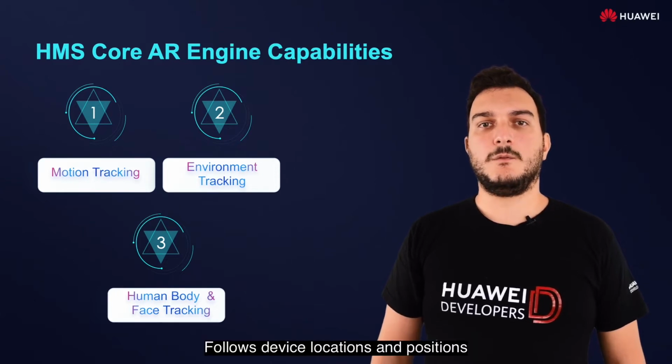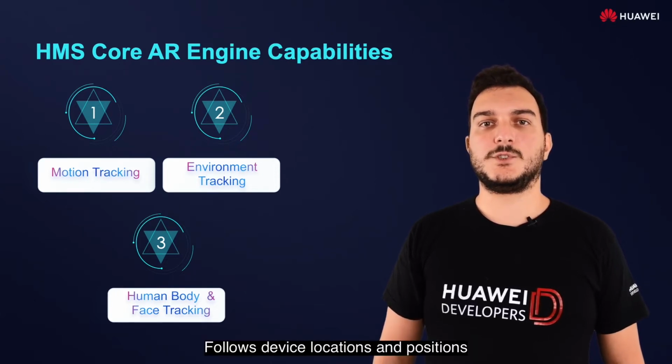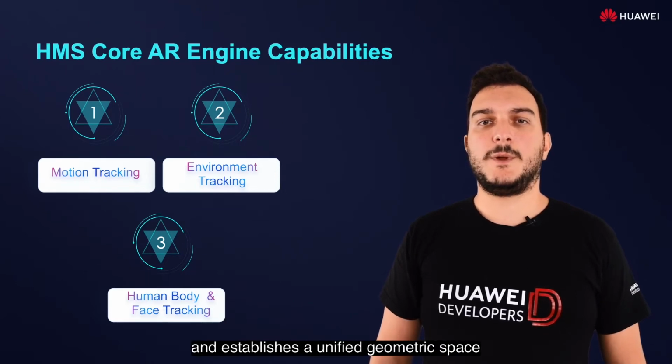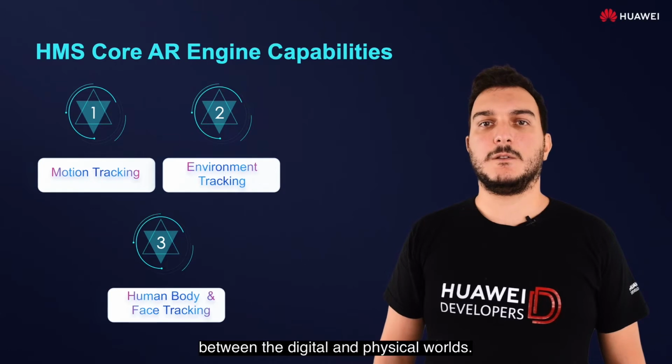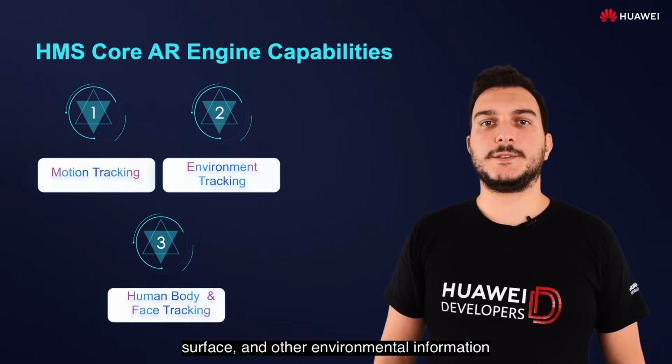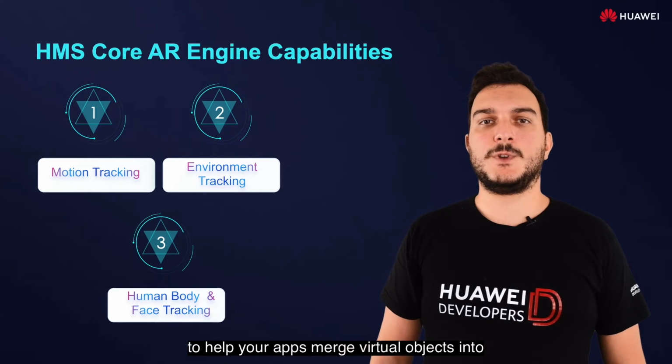Motion tracking follows device location and position relative to their environment and establishes a unified geometric space between the digital and physical worlds. Environment tracking records illumination, plane, image, object, surface, and other environmental information to help your apps merge virtual objects into scenarios in the physical world.